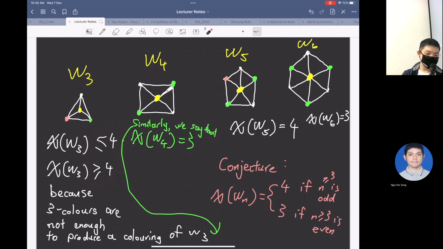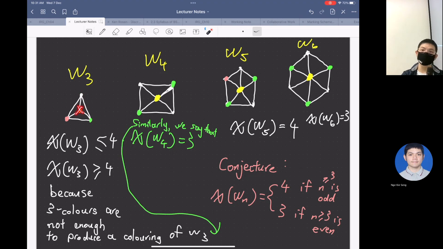You mean this one? Oh, it is less than or equal to 4 because we use 4 colors to color it. But chi(W3) is the least number, right? So this least number must be less than or equal to this number. The same logic we talked about just now. If we combine these two, we get equal to 4. It must be greater than or equal to 4 because if we remove either one of the colors, you can see that adjacent vertices must have the same color.